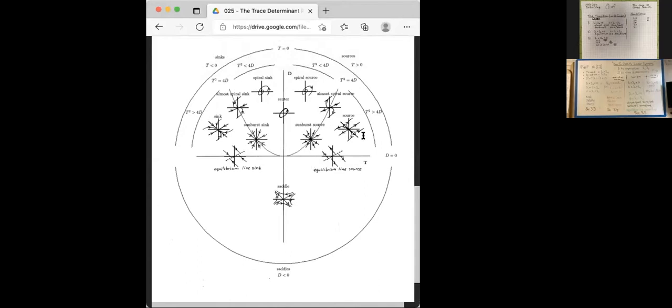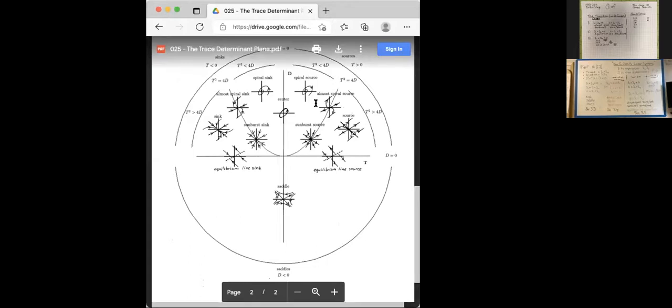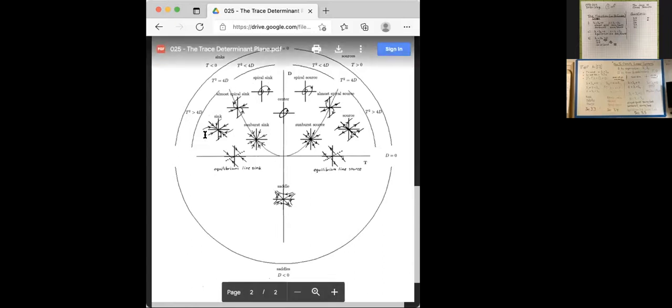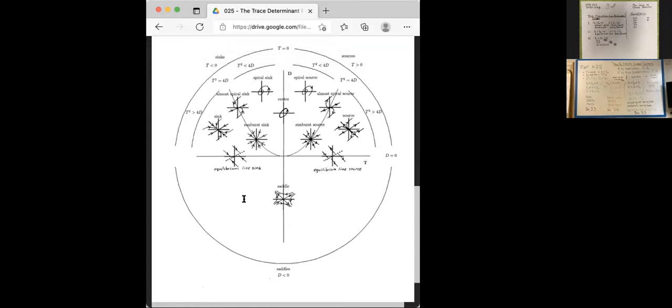Everything on the right-hand side, the first quadrant, has a positive trace. And positive trace is going to mean I have some form of growth. Sources, spiral sources, and then crazy cases like the almost spiral source. We did one example last time, or the sunburst source, or the equilibrium line source. Everything on the left, trace is negative. That means I'm going to have a decay action.